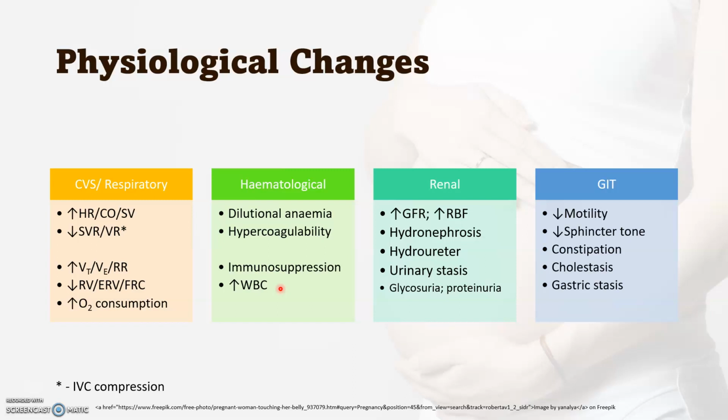The effects of progesterone on the gut lead to decreased motility, constipation, decrease in sphincter tone, and increase in gastric stasis, and as you can imagine, that all leads to an increase in reflux. Patients may also have physiological cholestasis, and this may be severe enough to produce jaundice in a small percentage of patients.